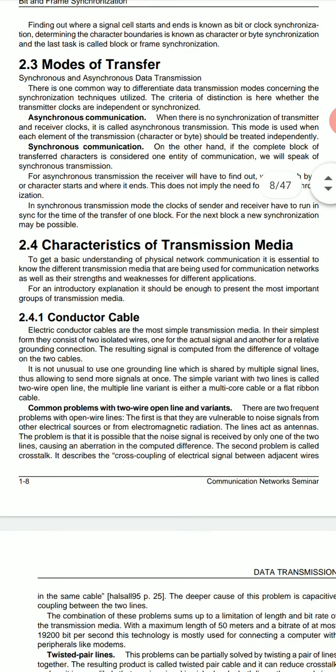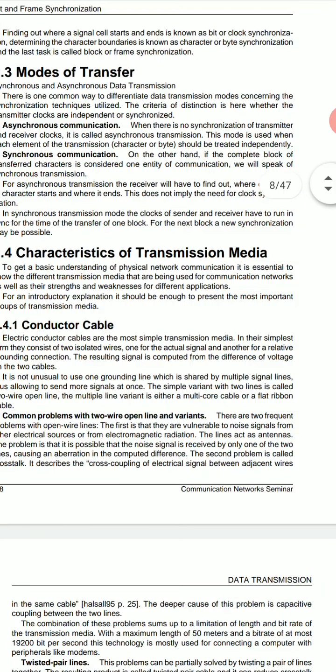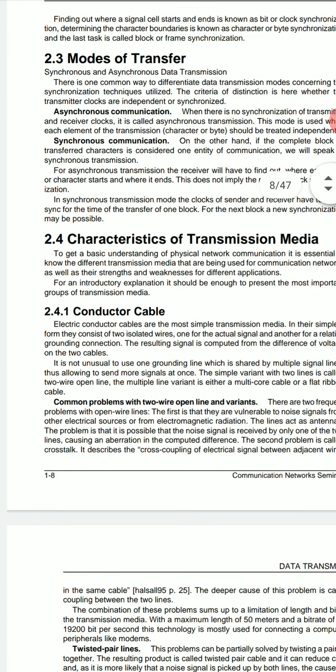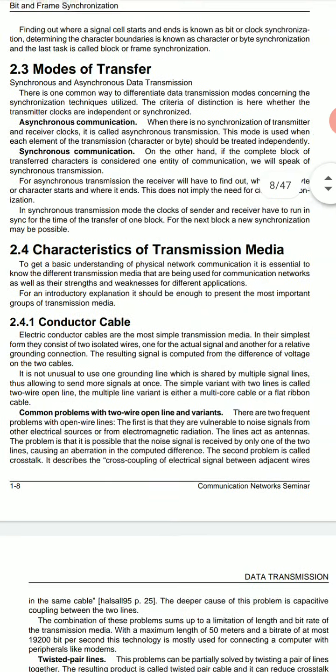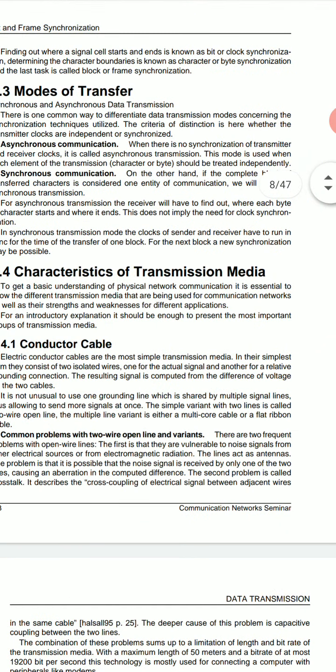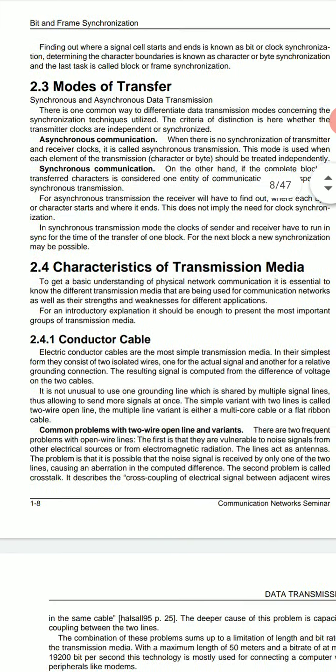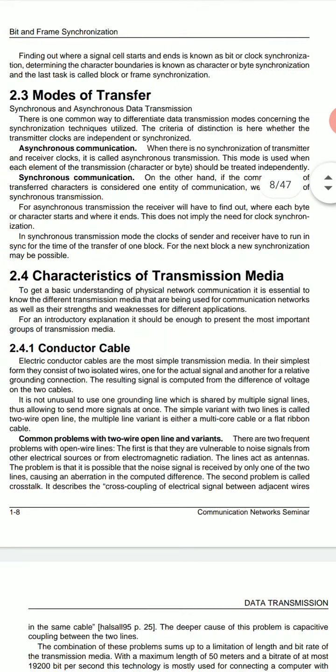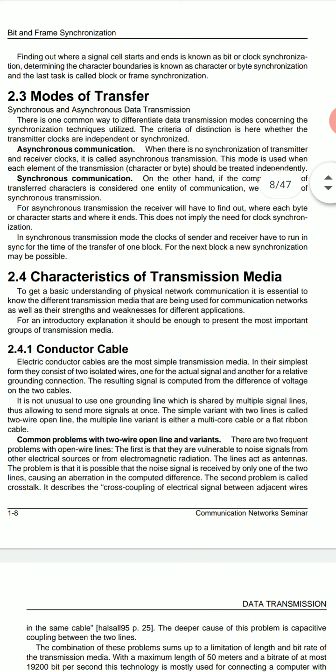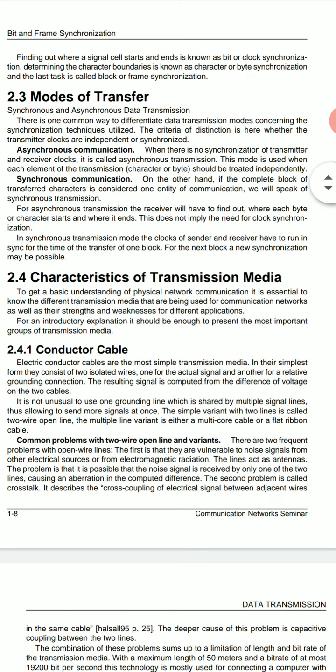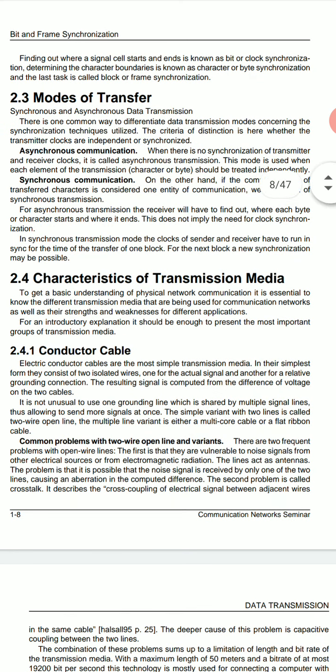So in synchronous communication mode, the clocks of the sender and the receiver both will have to run in synchronization with each other for the time of transfer of one block. But if it is asynchronous, the receiver will have to find out where each byte starts and ends. But this does not imply the need for clock synchronization.